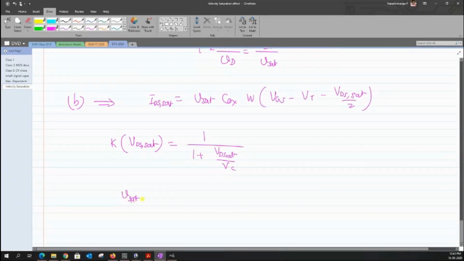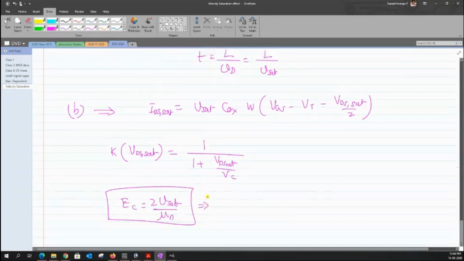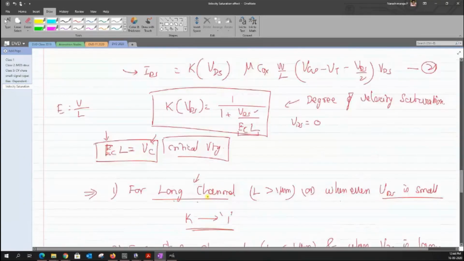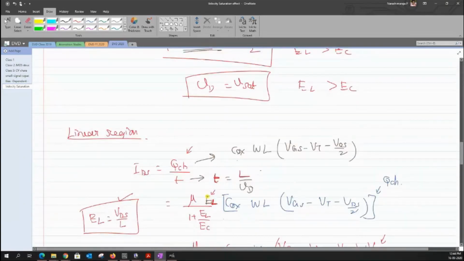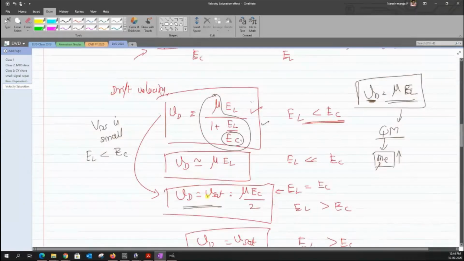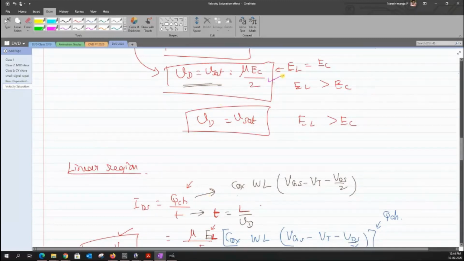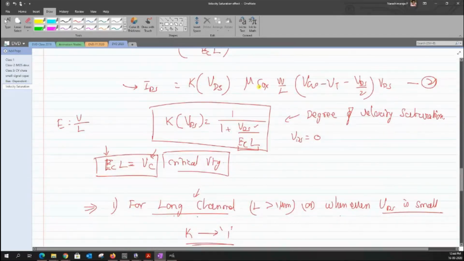If you want to know how to get this VSAT, I'll first express this EC. We know that this EC, based on the continuity equation, can be written as something like this. So it's based on the expression that we derived earlier. If you are following it, I think there won't be any doubt. So this expression I have utilized. Clear?